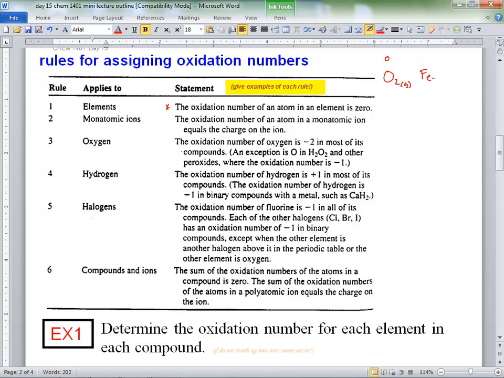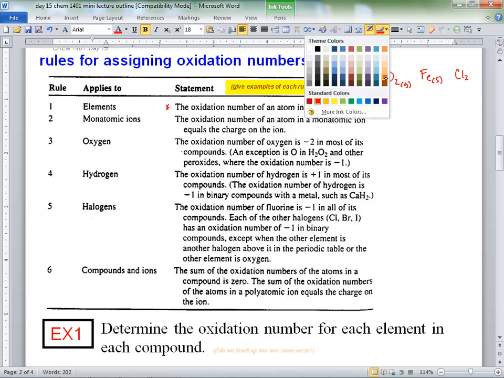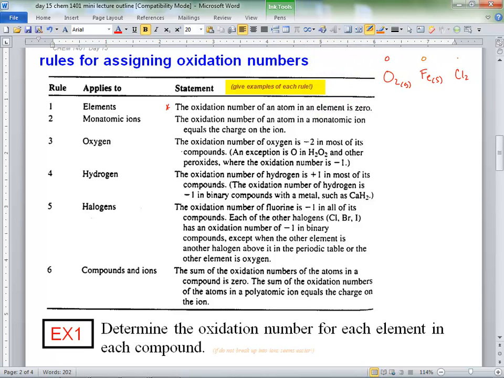Iron, solid. What else is there? You could have copper, or potassium, or chlorine. Any element that's just sitting there by itself, in its natural state, always has an oxidation number of 0. So I'm just putting their oxidation numbers above them.